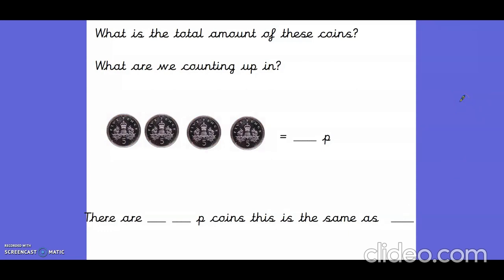Next question. What is the total amount this time? What are we counting up in? We're counting up in fives. Let's count together. 5, 10, 15, 20. We have got 20p or 20 pence. So there are 4 5p coins, and this is the same as 20p. Brilliant, everybody.